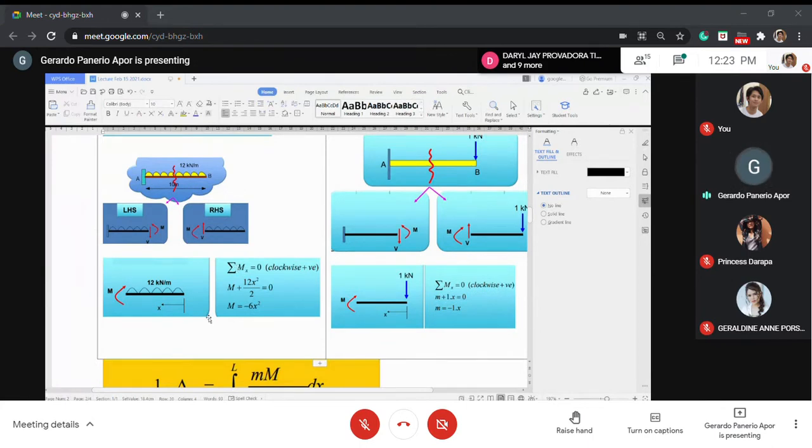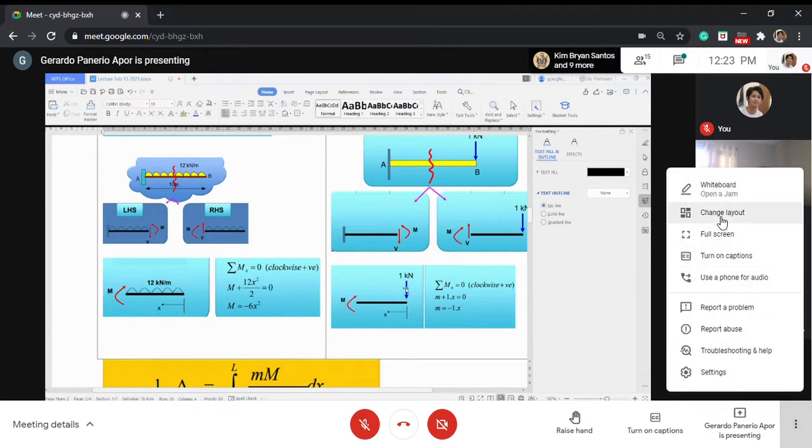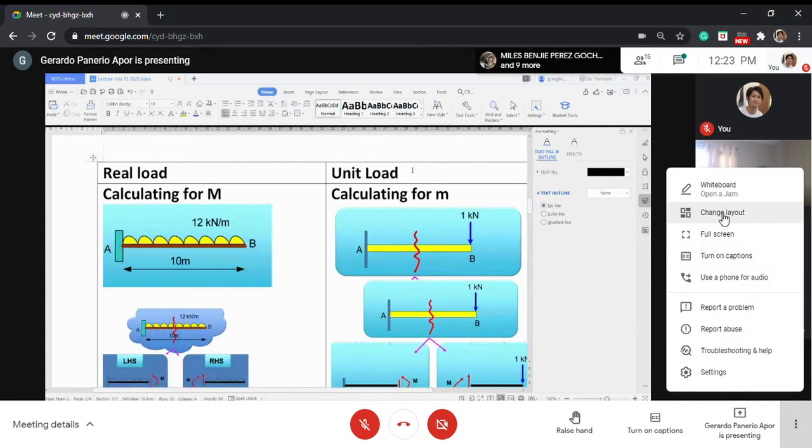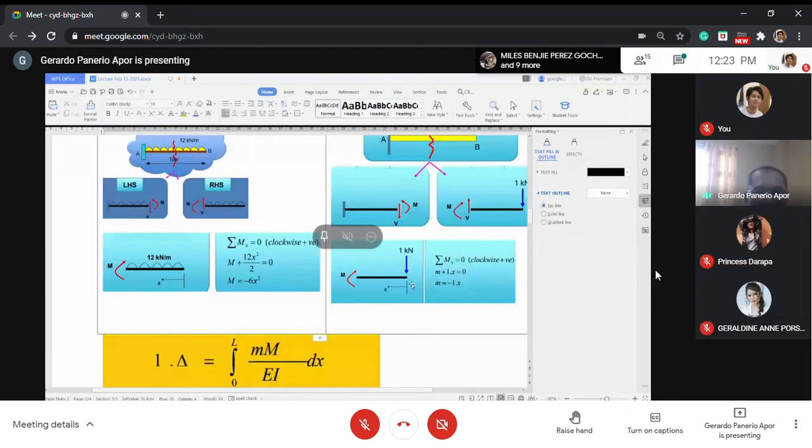Now, you can actually have an arbitrary origin. Here, my origin is on the right end, going to the left end. That's still all right as long as what you do here you also do to the other type of loading, which is the unit load. In that case, you are fair, because what you do here is the same as you did here.